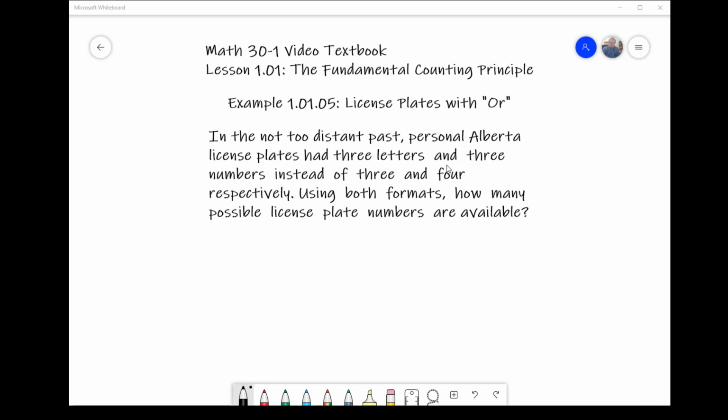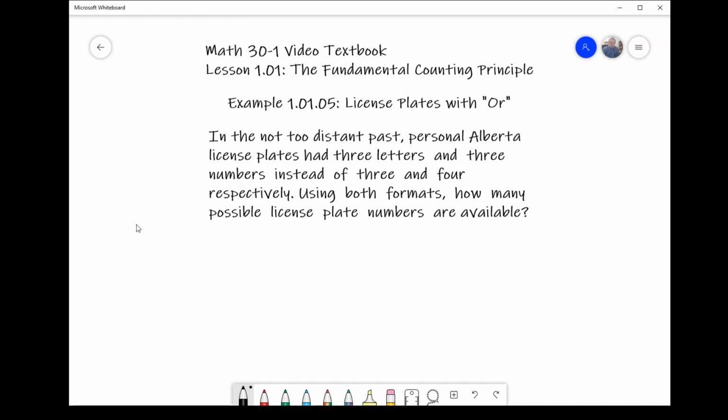Now, in example 1.0.1.05, we are going to deal with our first situation that involves an OR problem. So we have license plates in Alberta. Now, in the not too distant past, personal Alberta license plates had three letters and three numbers instead of the three and four format we just discussed. So using both formats, how many possible license plate numbers are available?